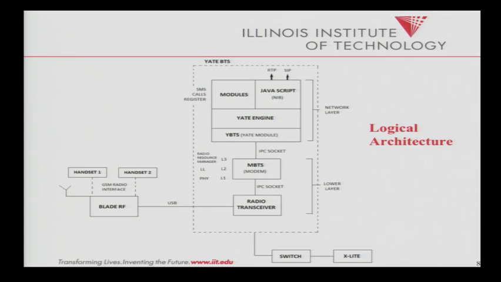So the main module that we've been working with is the JavaScript module that's called NIB. The NIB stands for Network in a Box, and this module handles RTP and SIP messages.